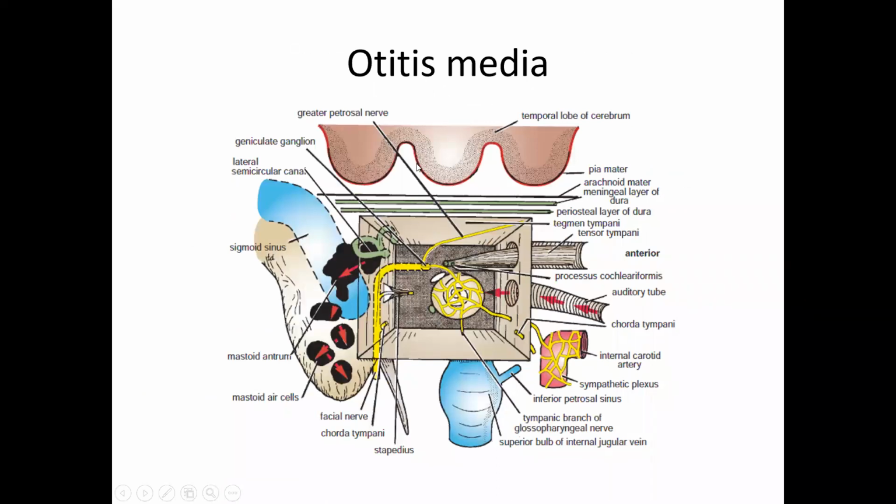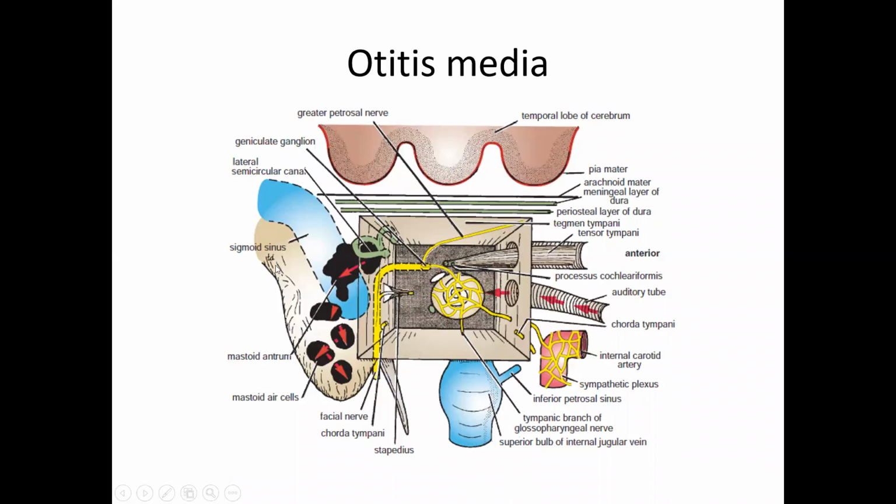Final slide. When describing the middle ear cavity, the middle ear can be considered as a matchbox. Here the lateral wall has been opened to show you the interior of the middle ear. Above the middle ear are the meninges and the temporal lobe of the cerebellum.